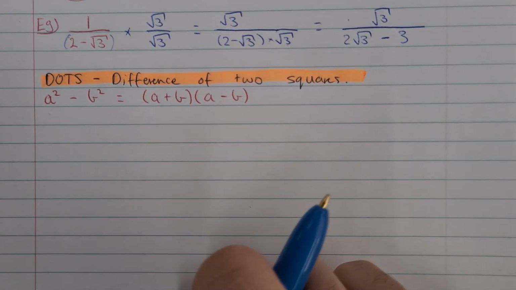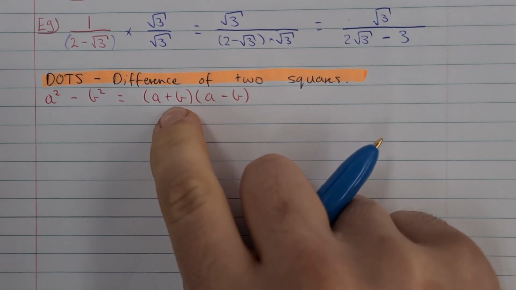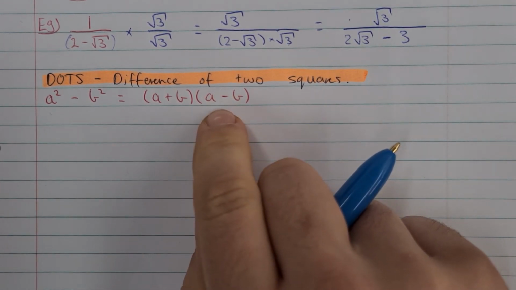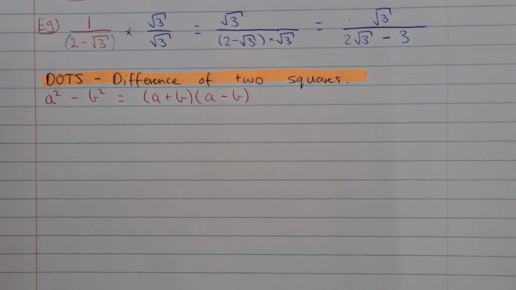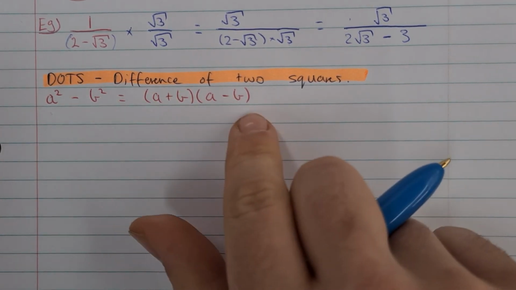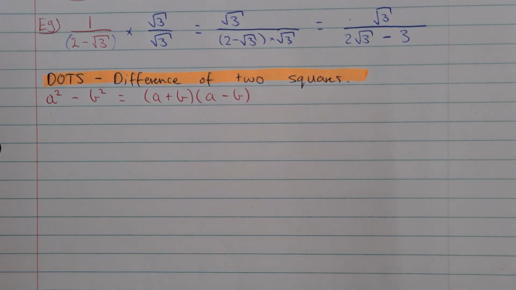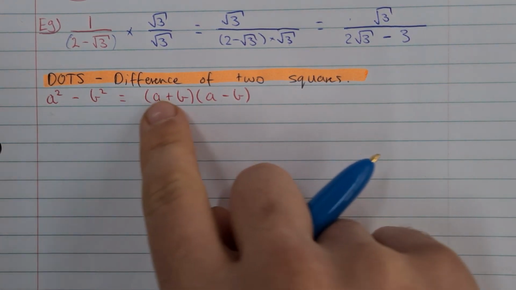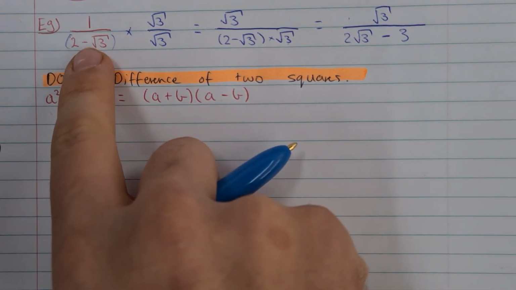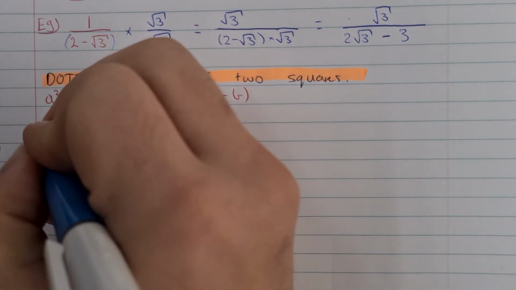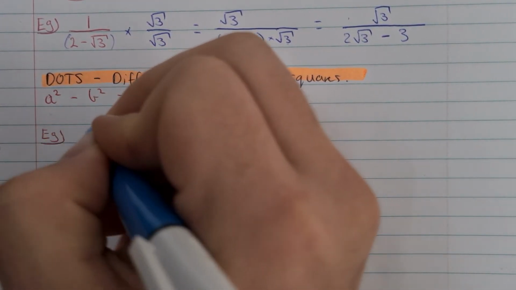Now, you can convince yourself this is true if you want to write out a plus b multiplied by a minus b. When you actually do all your multiplications and you simplify it, you will find that it is equal to a squared minus b squared. We can use this rule to help us out here. So let's redo this example.